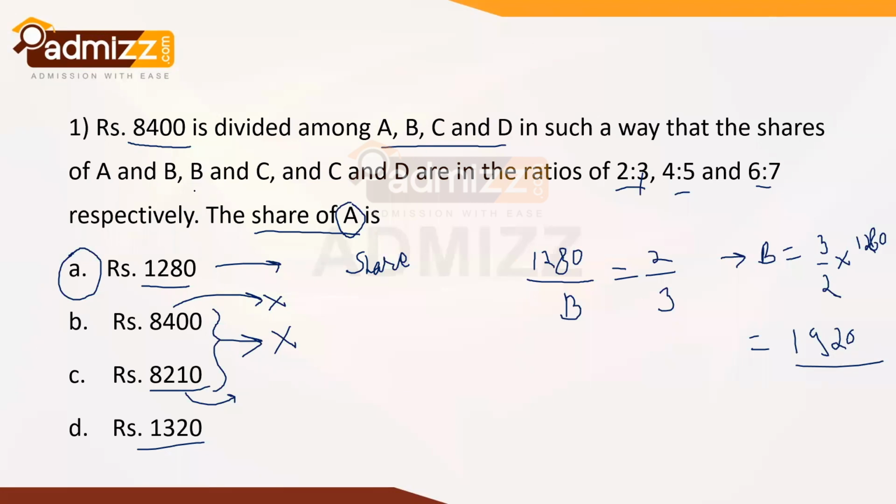Now we know that the share of B and C is in the ratio of 4:5. And we know what the share of B is. So with this, we can also find the share of C, which happens to be a certain number, right? And lastly, after knowing share of C, we can find the share of D as well.